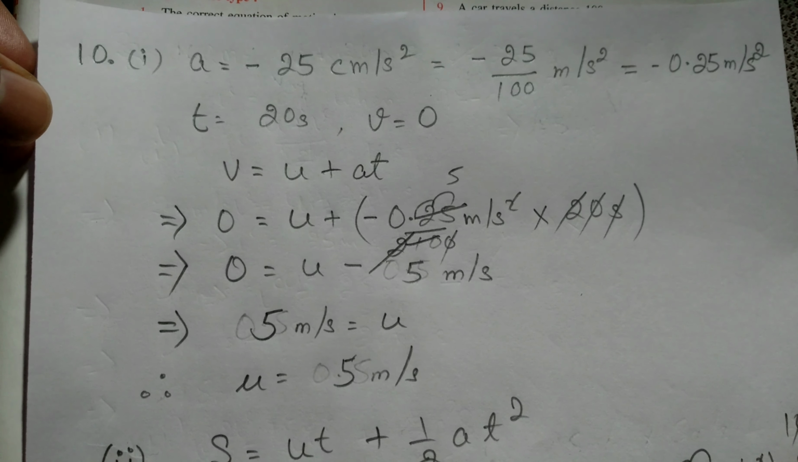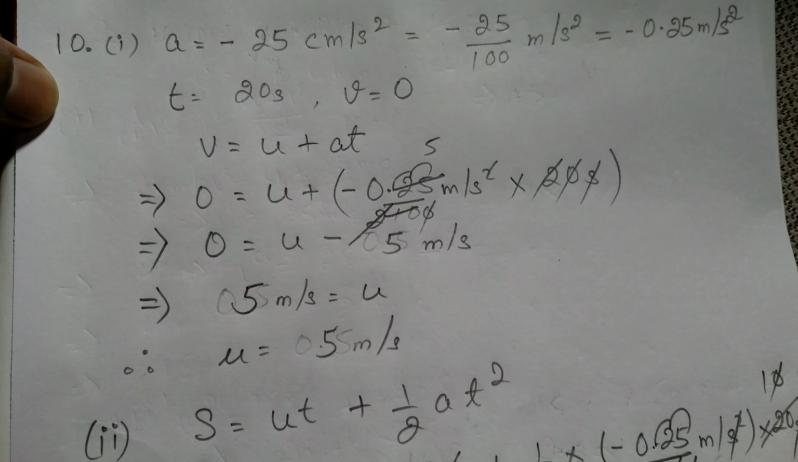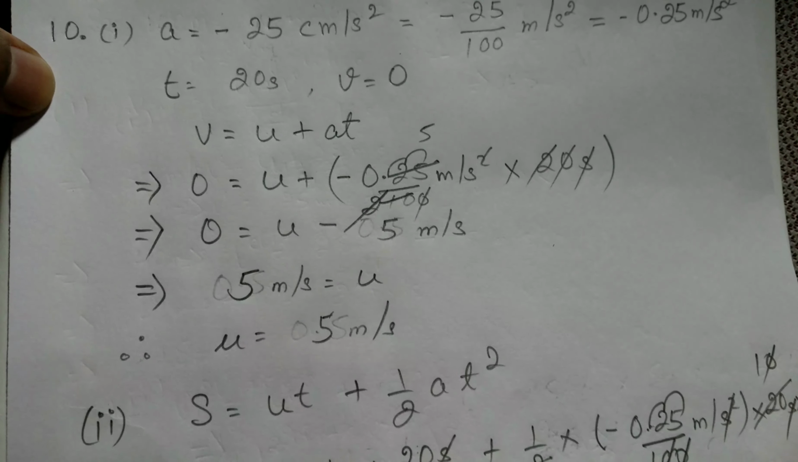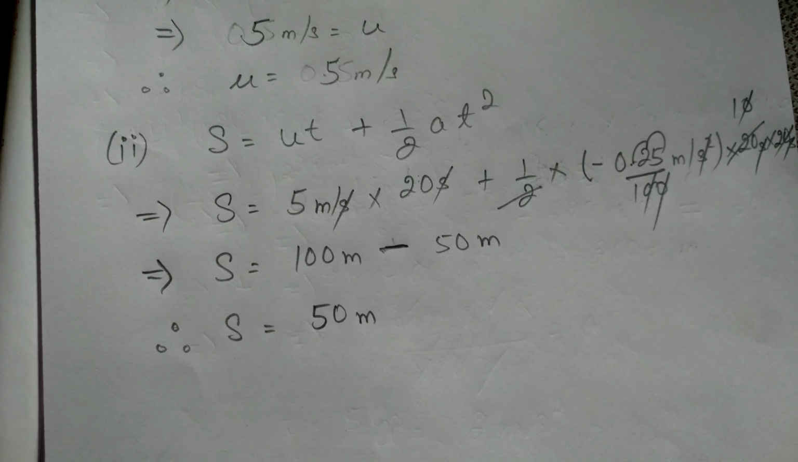So again using the first equation of motion, v equals u plus at, replacing the values and then solving it, I am getting 5 meter per second as my initial velocity. And in the second question, I am supposed to find the distance using the formula s equals ut plus half at square. Replacing the values, 5 meter per second into time 20 seconds plus half into, since the acceleration was retardation, minus 0.25 meter per second square. I'm shifting the decimals and writing it as 100 multiplied by time square, which is 20 seconds into 20 seconds.